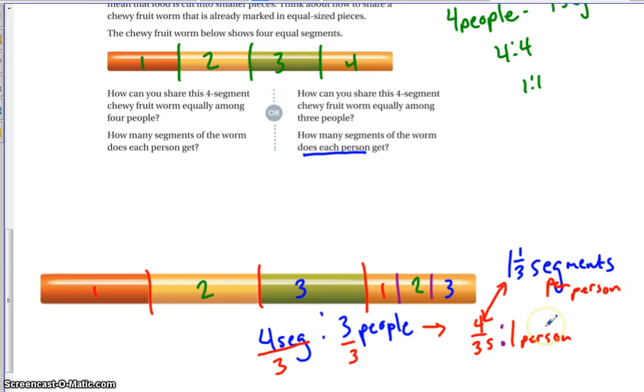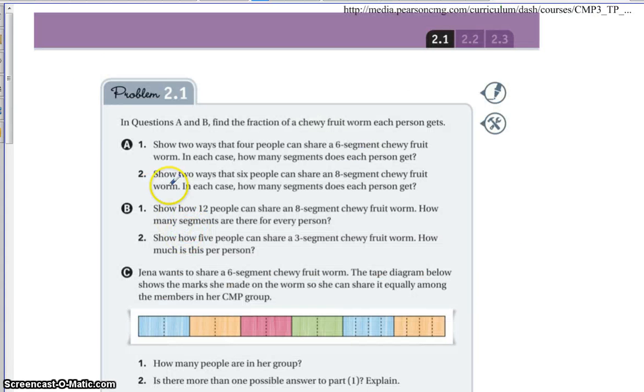Okay, I know this one was a little bit on the long side, but unit rates are kind of a tricky concept to get. Go ahead and watch it a few more times if you need to. Be sure to come to class tomorrow with question A2 on there. I'll go ahead and show you A2. Okay, what this is, it's doing more things. So like real quickly, show 2 ways that 4 people can share a 6-segment worm.